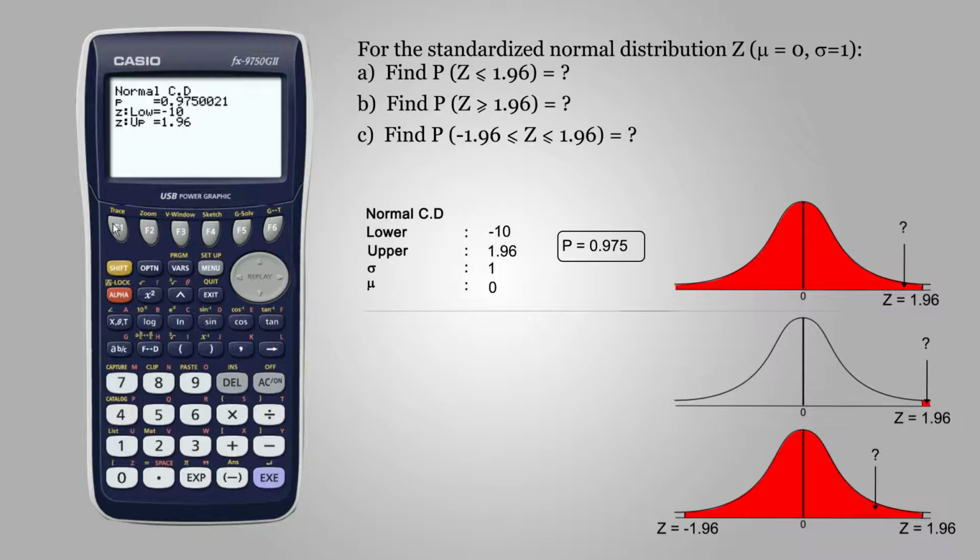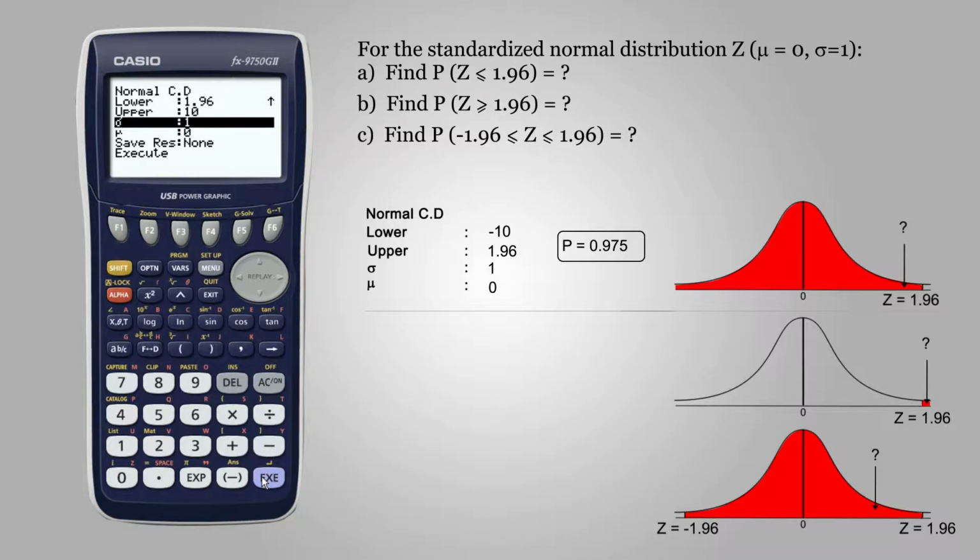For part B, press exit. This time the lower bound is 1.96, so enter 1.96 and execute. Pick a large number for the upper bound. You can use a value more than mean, which is 0, plus 6 standard deviations. So any value more than 6 would work. We can choose 10 and execute.